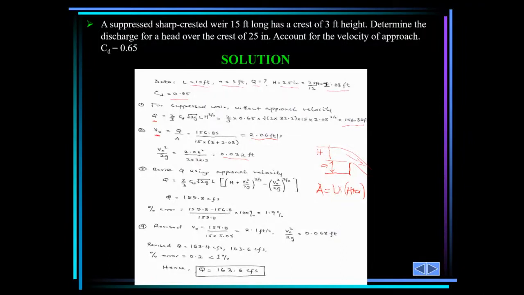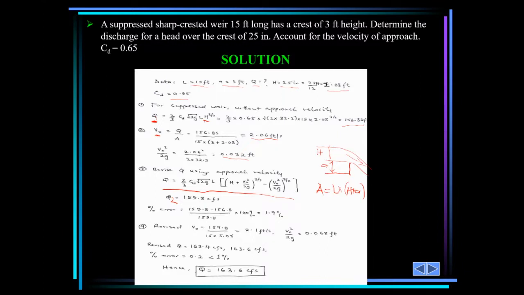And then we go back to the flow equation and take care of the approach velocity in h. This is the formula when we want to use the approach velocity. Instead of using just h, we use h plus v naught squared over 2g, all to the power of 3 over 2, minus the velocity head to the power of 3 over 2. When we substitute, we find the revised Q. So this is Q2, if we call this Q1, and you can see it has increased. This is 156, this is 159.8.